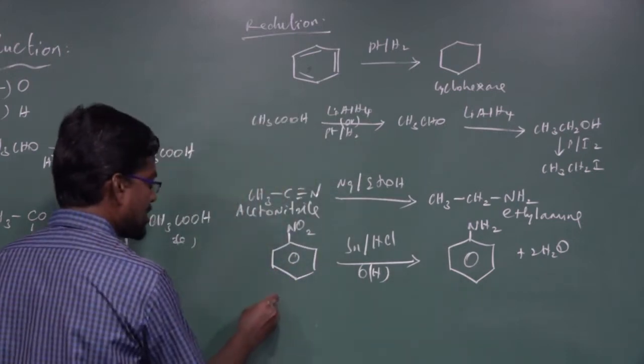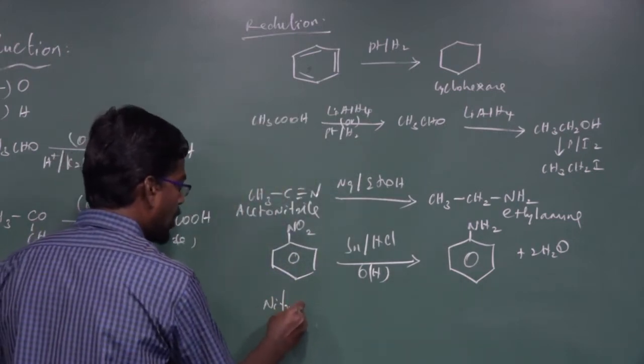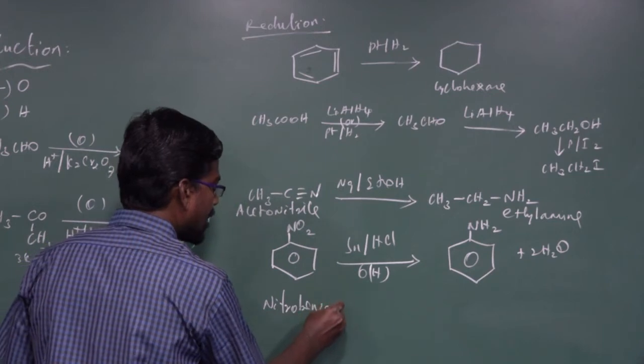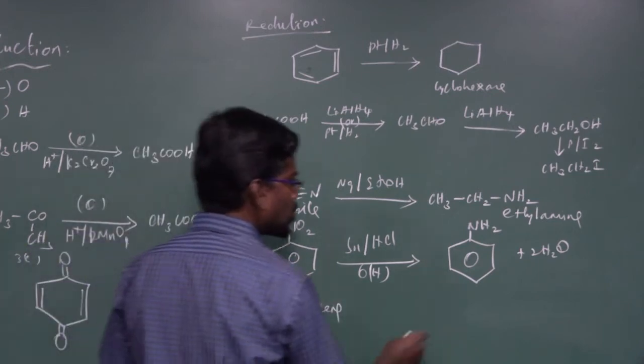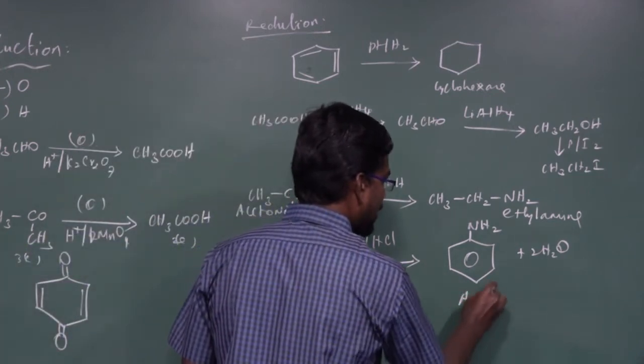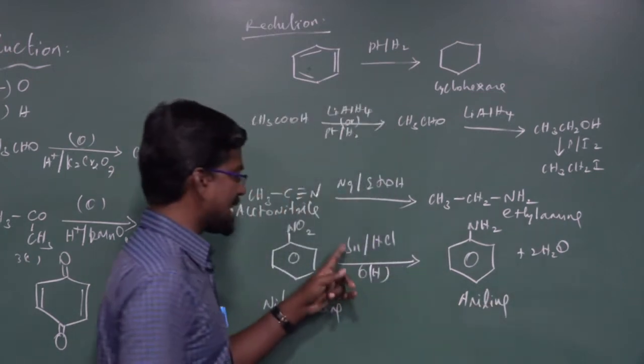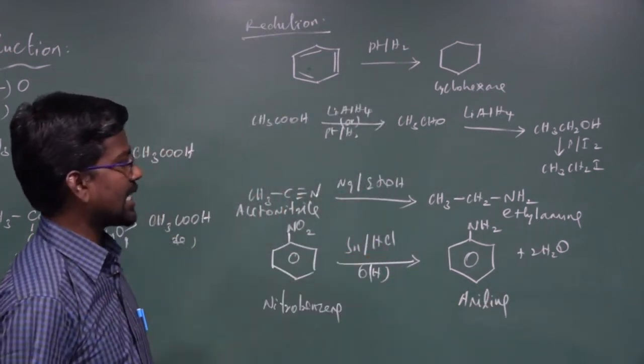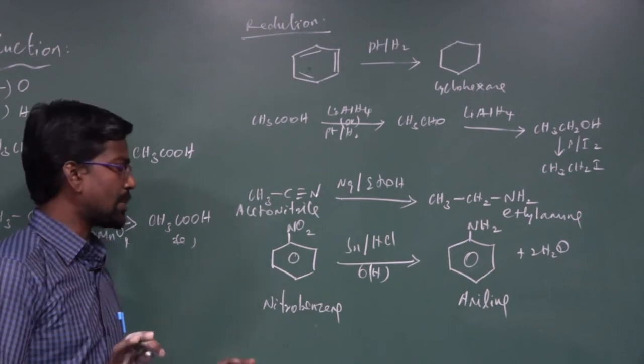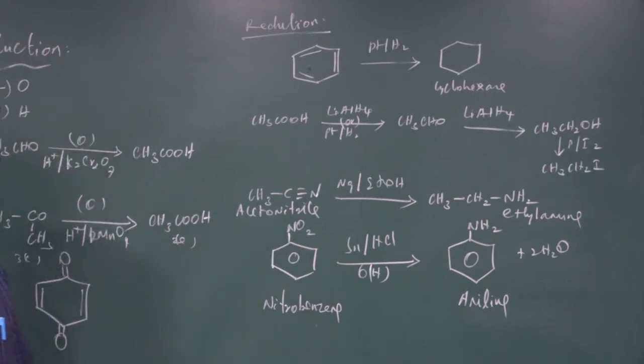Here, nitrobenzene can be reduced to form aniline by using acid medium of tin and concentrated hydrochloric acid. The process involves reduction and oxidation.